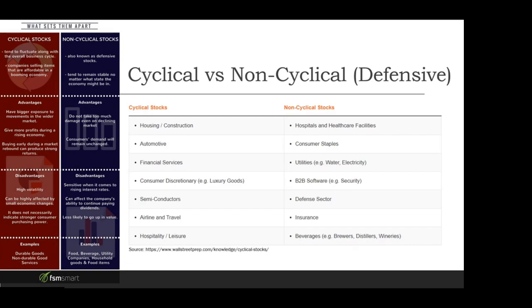So that would mean that the non-cyclical has an inelastic demand, right? And the goods and services that are provided by the non-cyclical companies would be a defensive one, which means that people like us, we must buy or we usually will need to buy their goods and services.